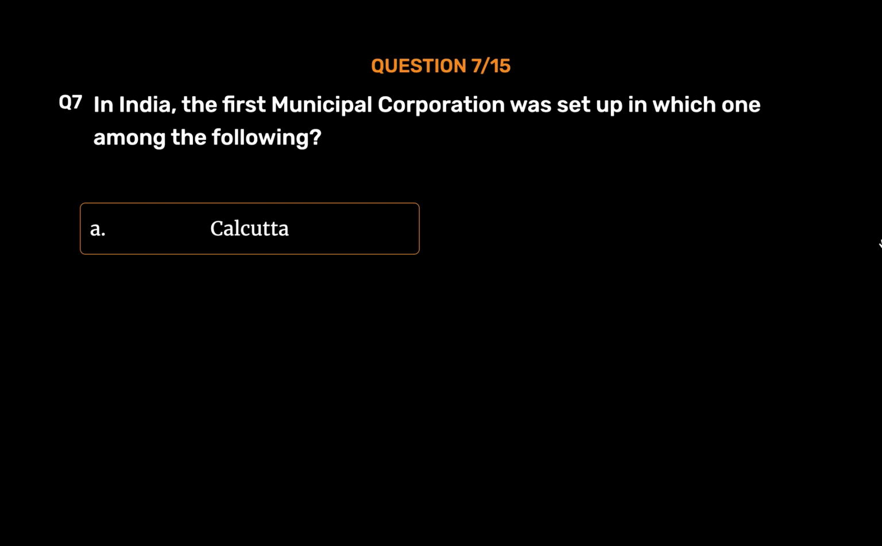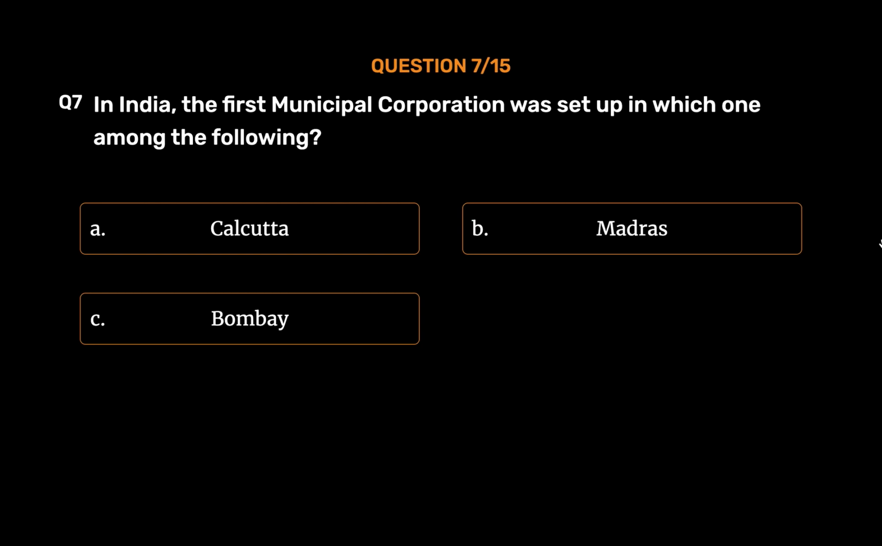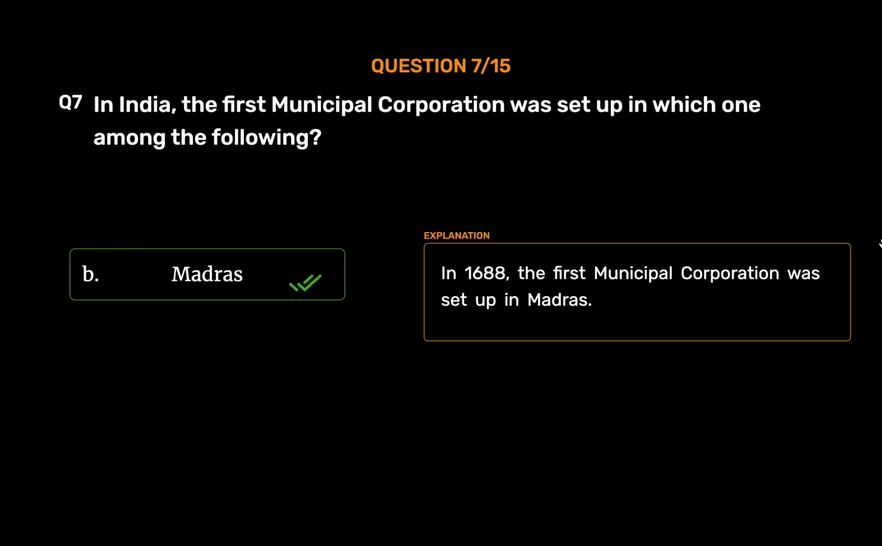Question number 7. In India, the first municipal corporation was set up in which one among the following? Option A. Calcutta. Option B. Madras. Option C. Bombay. Option D. Delhi. The correct answer is option B. Madras. In 1688, the first municipal corporation was set up in Madras.